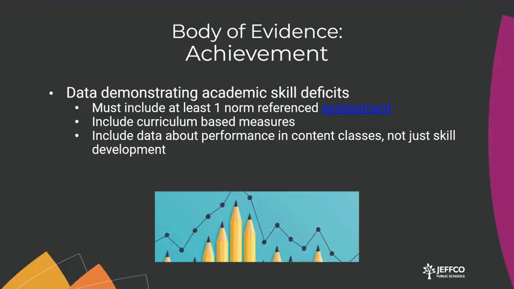To do this, we'll use a body of evidence. Data demonstrating an academic skill deficit. For this criteria, you must have at least one norm referenced assessment. Again, that assessment link takes you back to our assessment library page. This could include curriculum-based measures, and it could also include data about performance in content classes, not just in skill development.